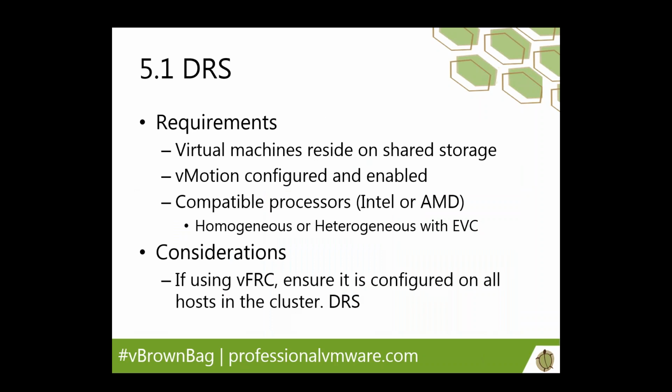DRS requirements. Virtual machines reside on some form of shared storage. vMotion obviously needs to be configured and enabled if that's what we are using for the transport to get those moved around. You need compatible processors, either Intel or AMD. They could be all the exact same family, exact same CPU model, or you could enable EVC, same requirements as vMotion. So long as you can vMotion a virtual machine from host A to host B, DRS is going to be able to move the VM from host A to host B.